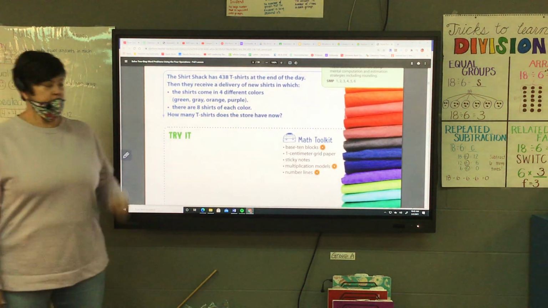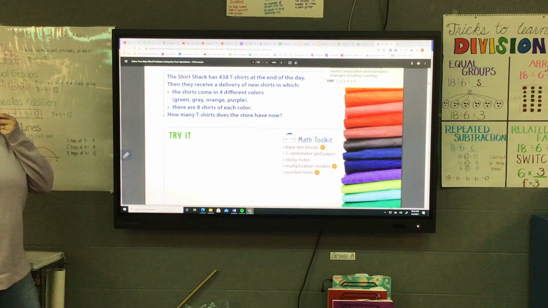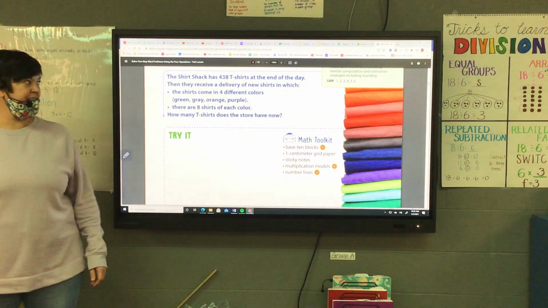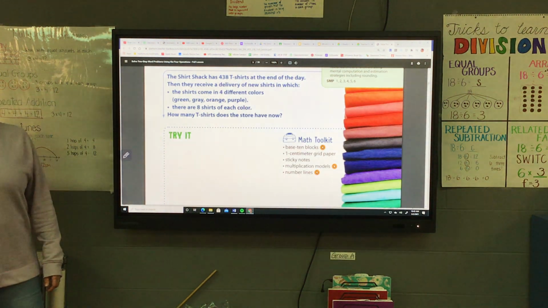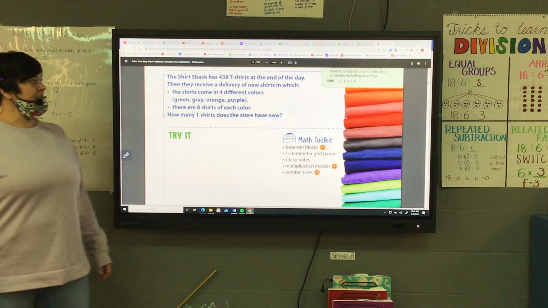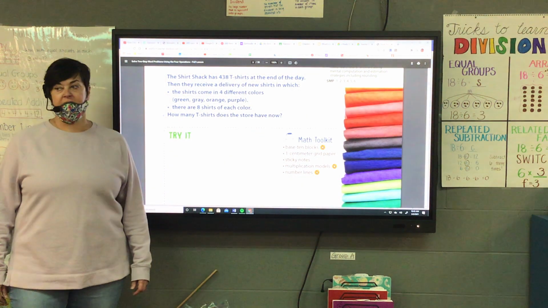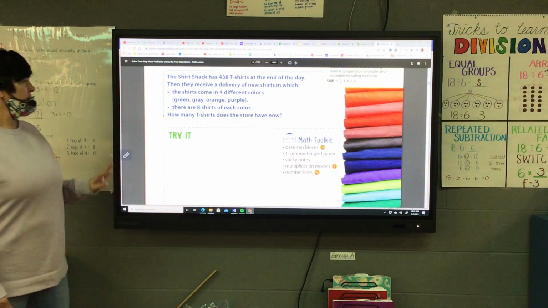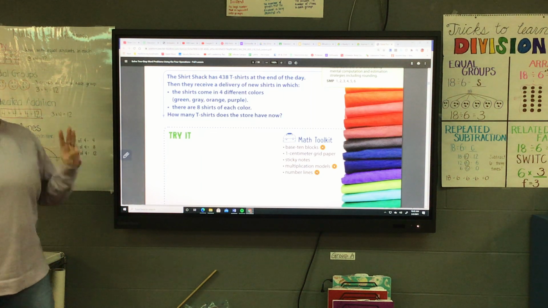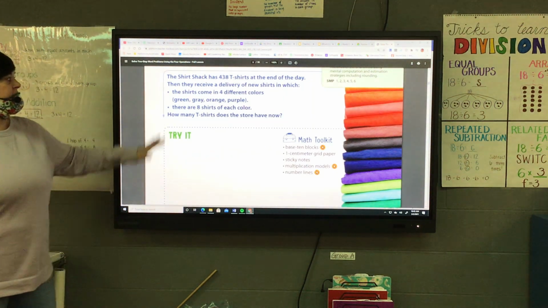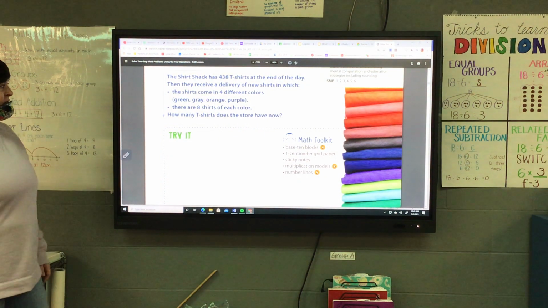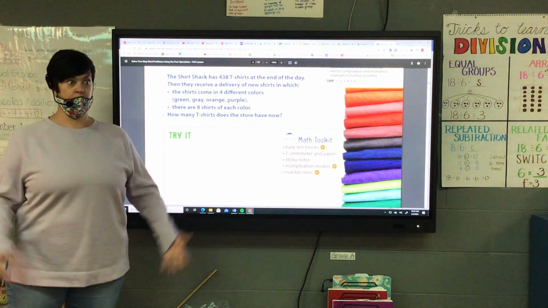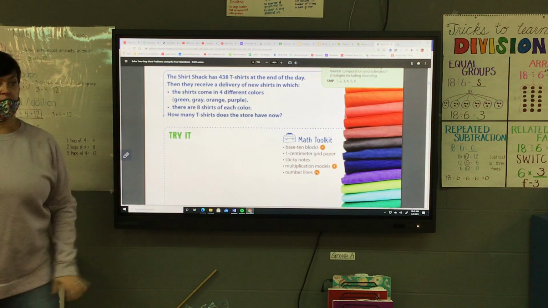All right. Read this problem with me. The Shirt Shack has 438 t-shirts at the end of the day. Then they receive a delivery of new shirts in which the shirts come in four different colors: green, gray, orange, purple. There are 8 shirts of each color. How many t-shirts does the store have now? We were given a lot of information there, weren't we?